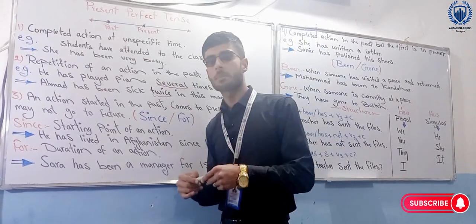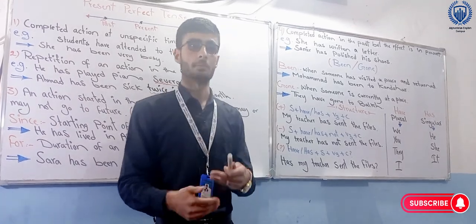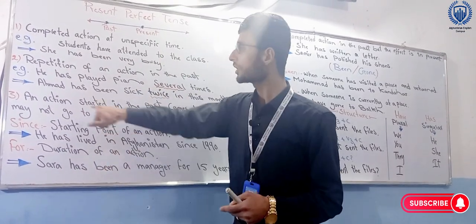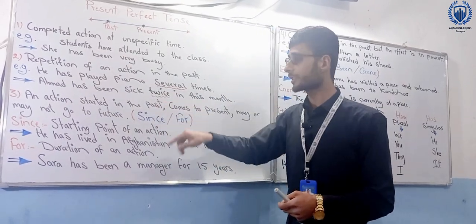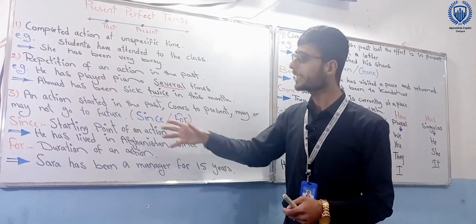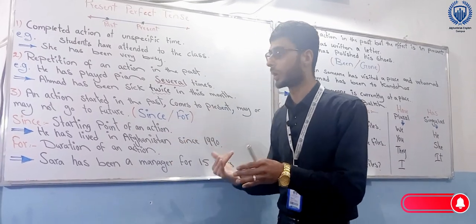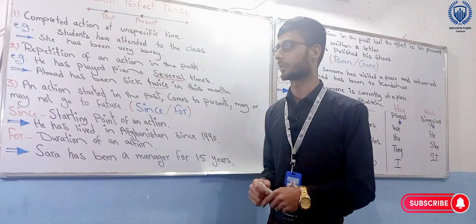When we want to talk about our action in the past and it's continuing to present, it will go to future or not, it will not go. Here we should use present perfect tense. Mostly in this usage we should use since and for. Let's come to the differences between since and for. Where we should use since in our sentences and where we should use for in our sentences.